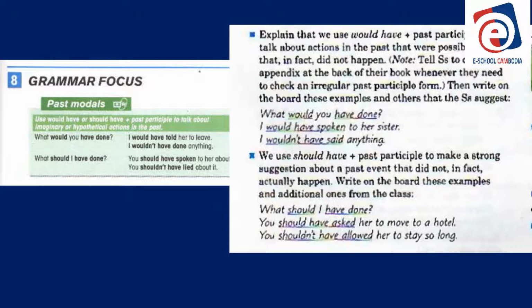I hope that doesn't confuse you. Going on, we use should have plus the past participle to make a strong suggestion. So remember, should means to suggest that somebody ought to do something, to make a strong suggestion about a past event that did not, in fact, actually happen.